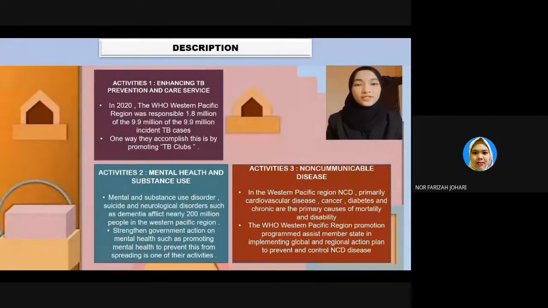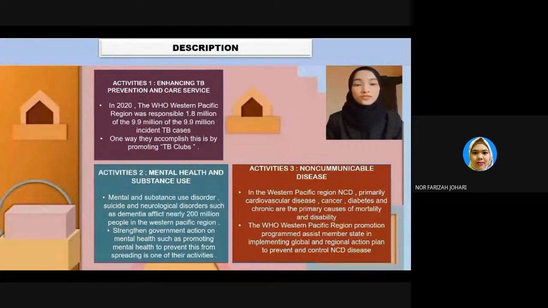Slow progress in prevention may be attributed to the stigma associated with the disease. Fear of transmission from sick individuals may be a source of the stigma. One way they accomplish this is by promoting TB clubs, where persons who have been affected can discuss their stories and offer support, or by monitoring. At the same time, there are several examples of how they use the initiative to improve TB treatment coverage. For example, they include enlisting the help of the private sector.